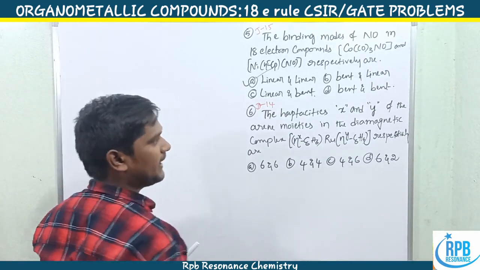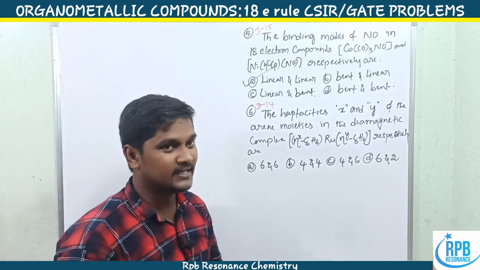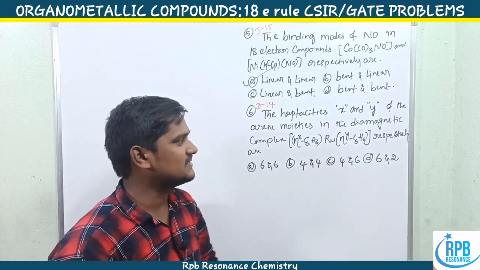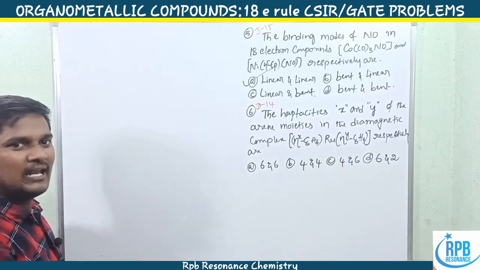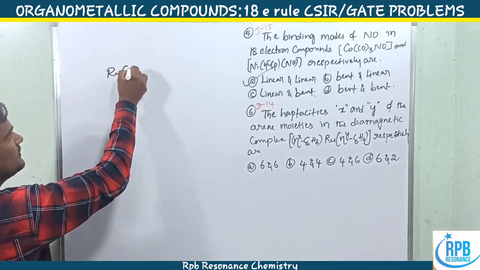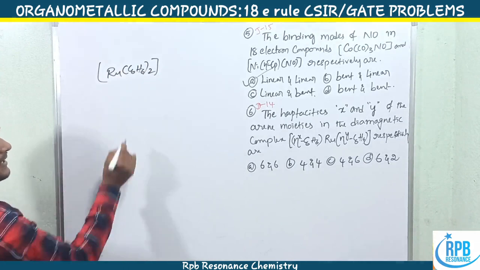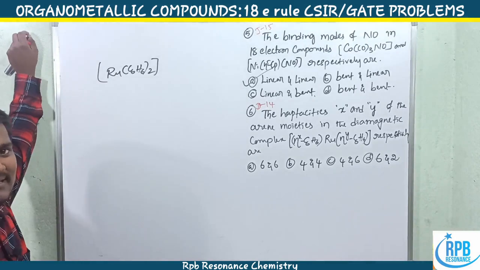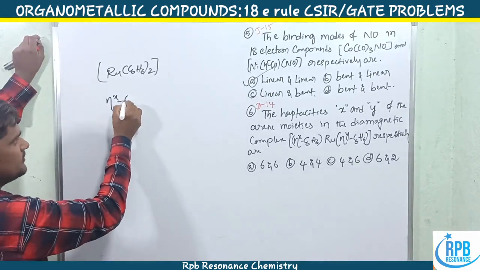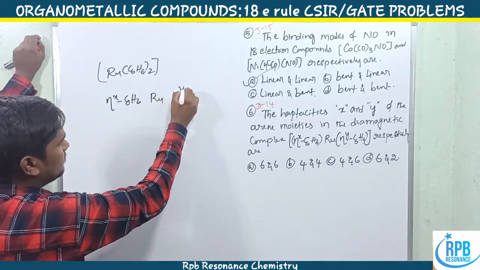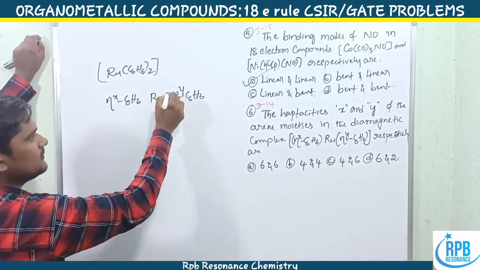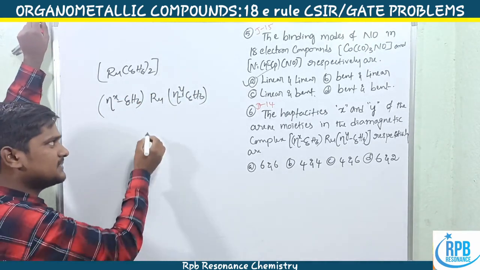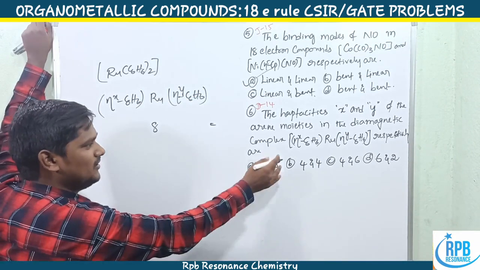The hapticities X and Y of the arene moieties in the diamagnetic complex eta X C6H6 ruthenium eta Y C6H6 respectively. So simply it is Ru(C6H6) taken twice. They are asking about the hapticities of the first and second benzene ligands. Now we know that ruthenium comes under iron group. Iron means s2d6, that is 8 electrons. It obeys the 18 electron rule in the diamagnetic complex.